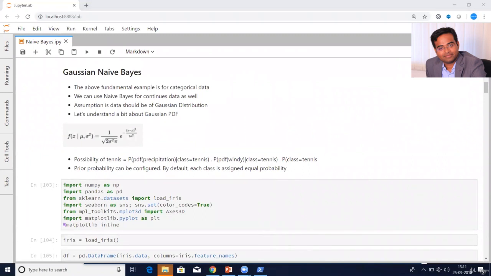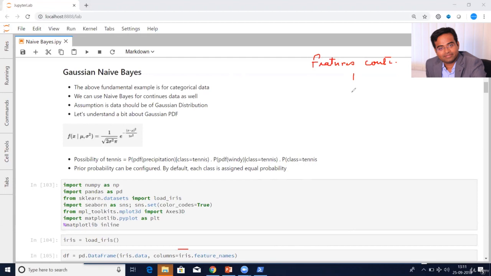But all we have seen so far is naive Bayes working for categorical data. How does it deal with continuous data? Because sometimes your features will contain continuous data. For example, the example that we'll be taking is iris data. Iris has 4 columns: petal length, sepal length, petal width, sepal width. 4 columns, right? And all of them are continuous.